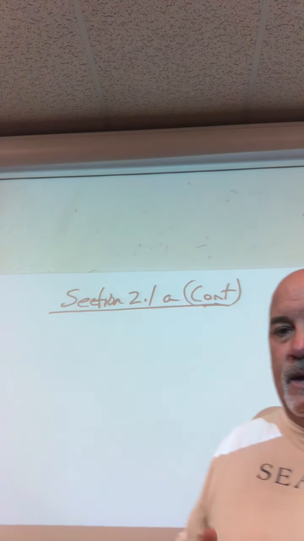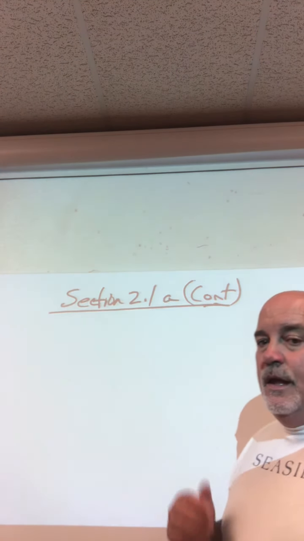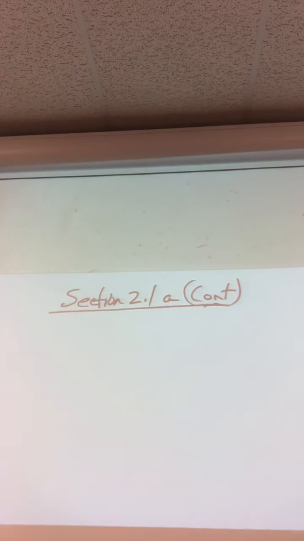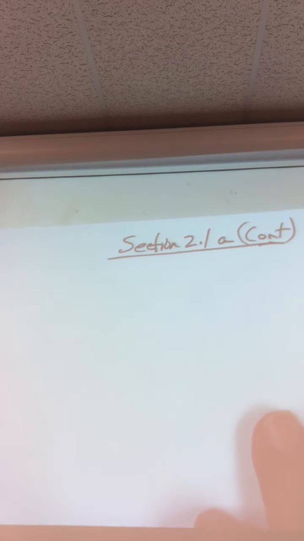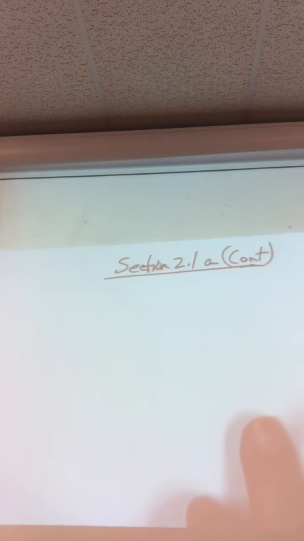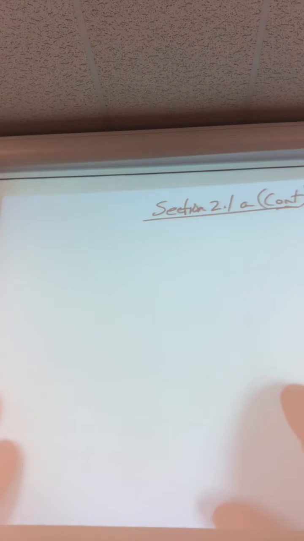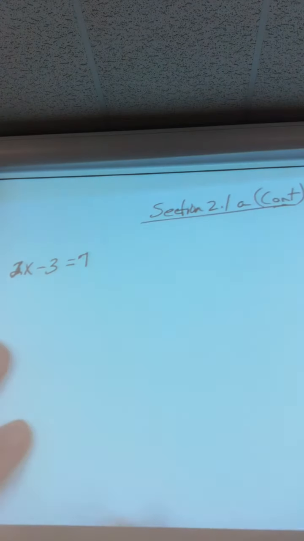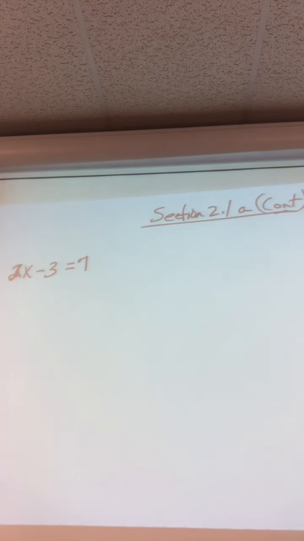Okay, so I want to pick up with section 2.1 and continue with the problems that we just left off with, just right behind that. So what I want to do now is change it up just a little bit. And so let's suppose I have a problem like this: 2x minus 3 equals 7.